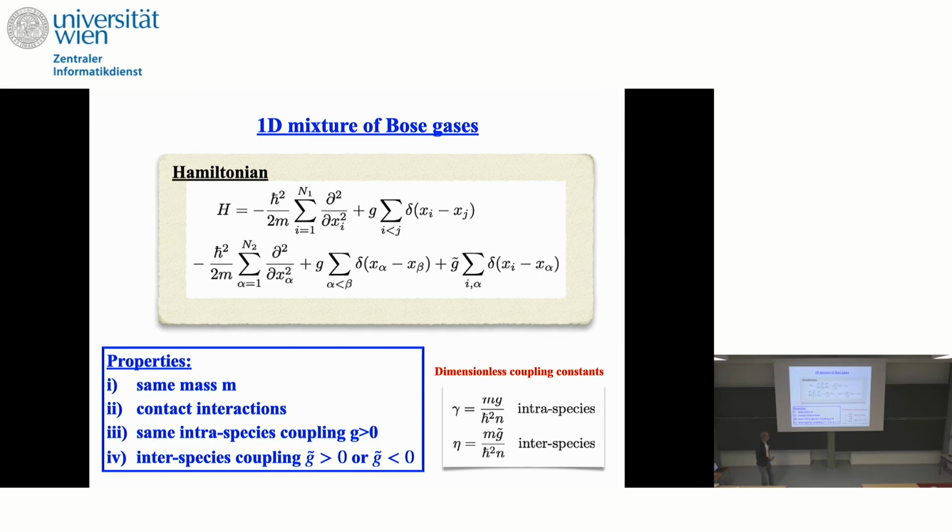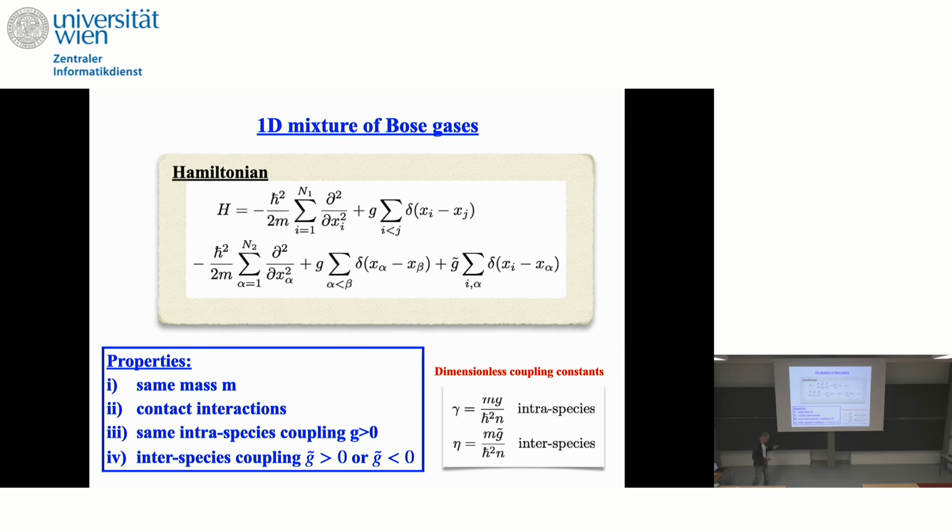Okay? And so here we use, just for simplicity, that the two components have the same mass, you have contact interactions, you have the same intraspecies, and a different interspecies coupling, which could be either positive, and so you have a repulsive mixture, or could be negative, and you have an attractive mixture. And here you have two coupling constants, one related to G and one related to G tilde.